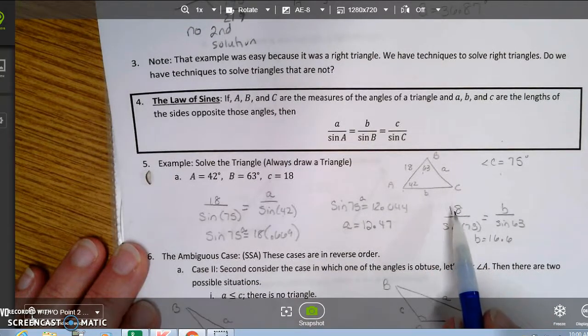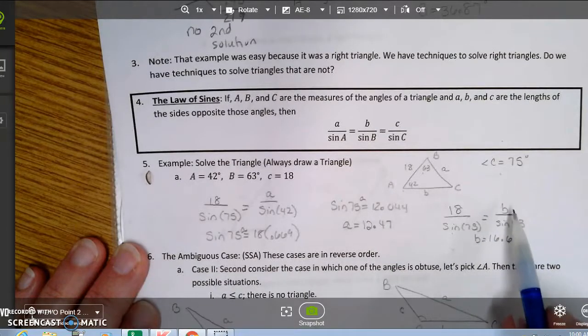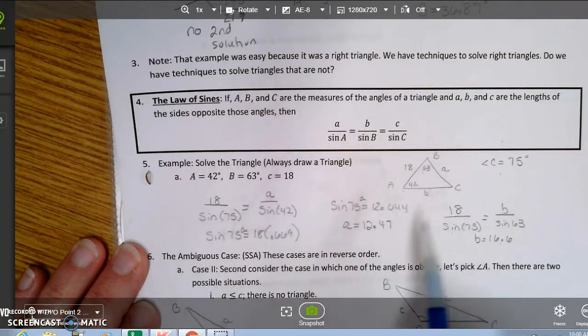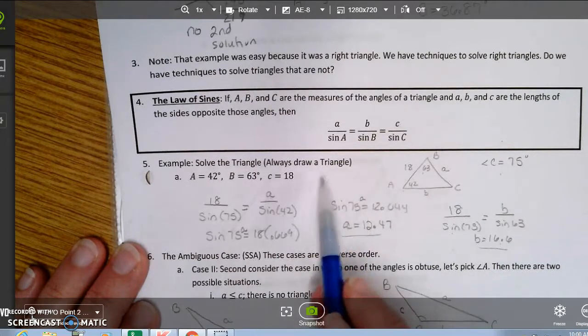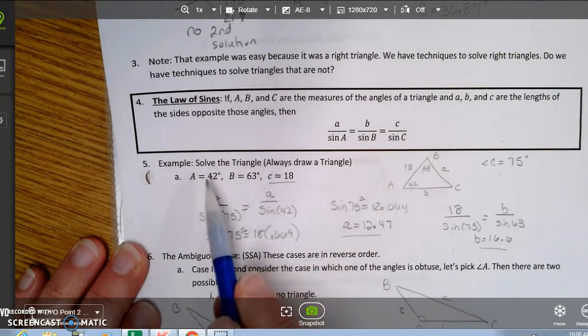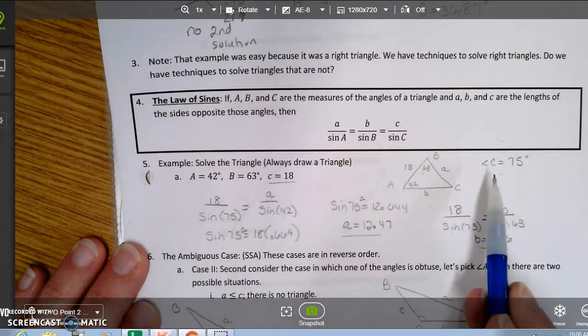And then I can repeat myself, set up my proportion with 18 and 75 again, and side B and 63 degrees, and if I cross multiply, I can get side B is 16.6 inches or centimeters. And what I've done here is I've solved for the triangle. I've got side A, side B, side C, angle A, angle B, and angle C.